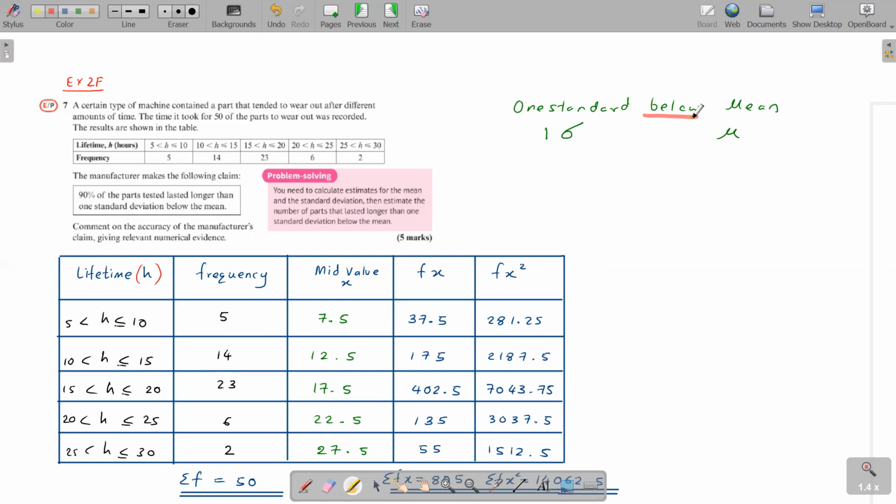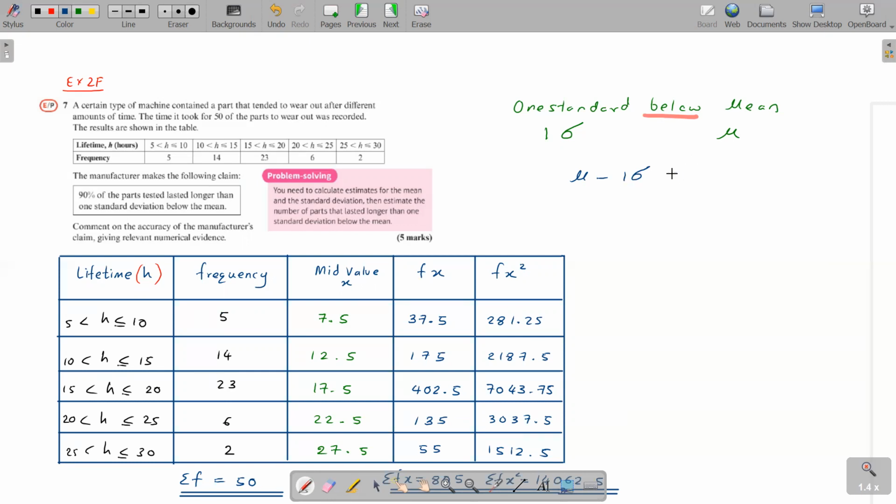Okay, whom are you subtracting? One standard deviation below the mean. So below the mean, isn't it? So then are you going to do mu minus 1 sigma or sigma minus mu? Obviously it has to be mu minus 1 sigma, right? Because you are going one standard deviation below the mean. So from the mean, you have to subtract 1 sigma. If they said 2 standard deviations below the mean, you would do mu minus 2 sigma.